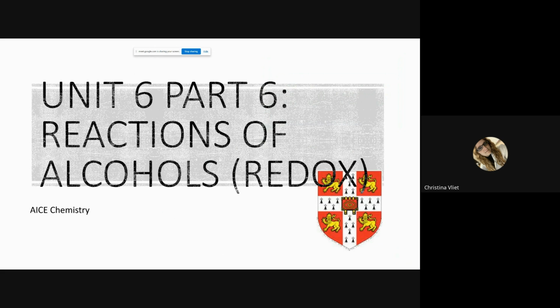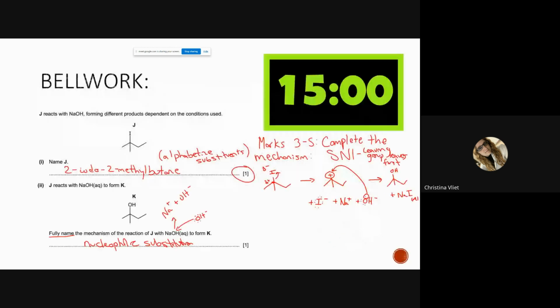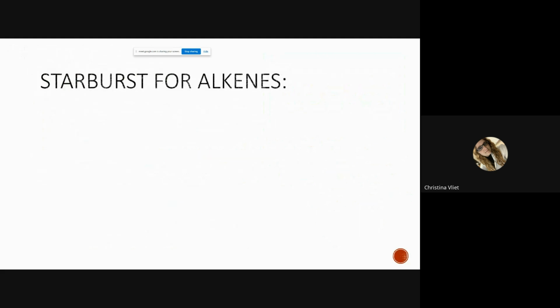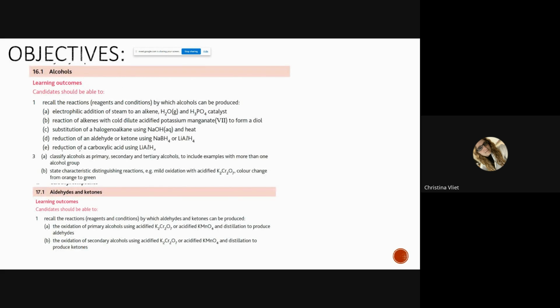That's where it says starburst for alkenes. We're going to organize our thoughts with how alkenes react. We'll do that after the lesson though, to make sure we have enough time to do that and then for you to practice. We have a lot of objectives, but some of them you may be quite familiar with already. So put a check mark on those things you already know. I just copy pasted them from the syllabus.